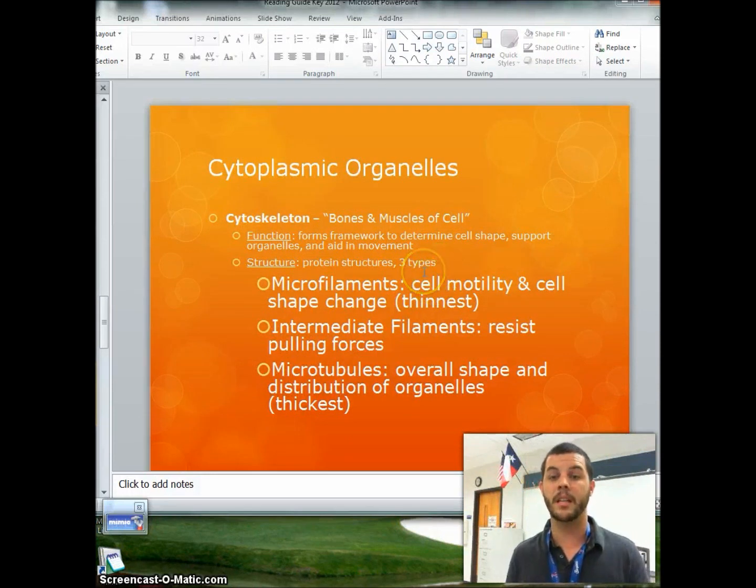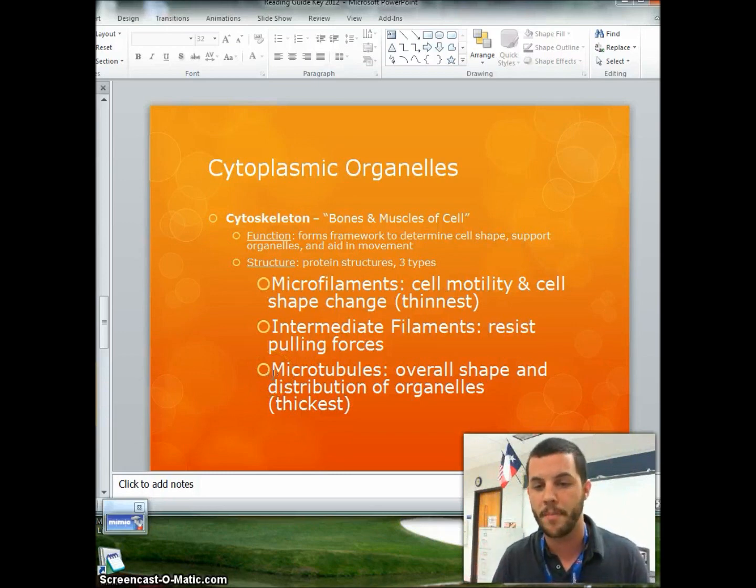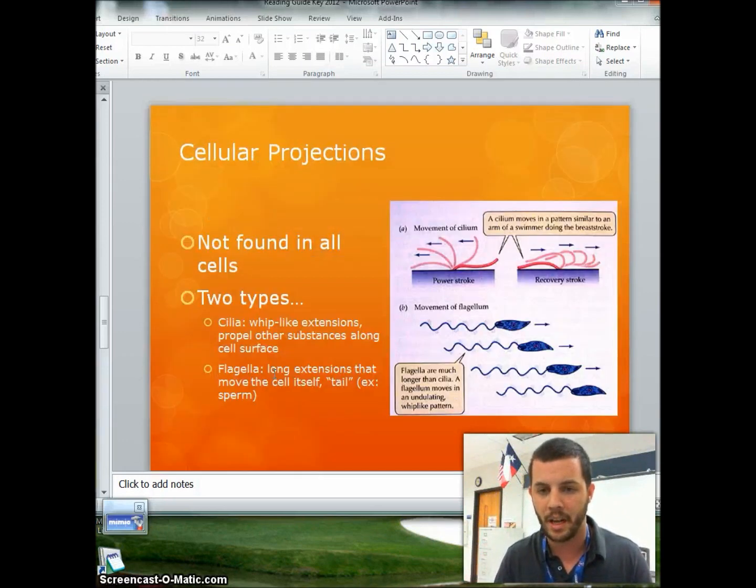The cytoskeleton. This is like the bones and muscles of the cell. Okay. You've got these filaments. You've got microfilaments, intermediate filaments, and microtubules that are going to give you your overall shape of your cell.